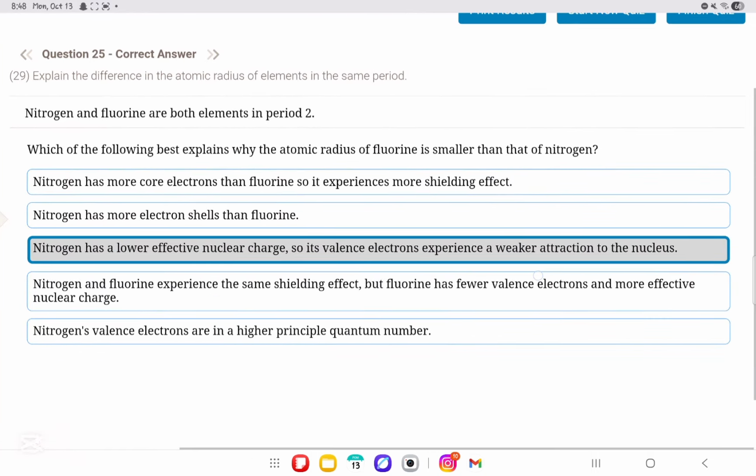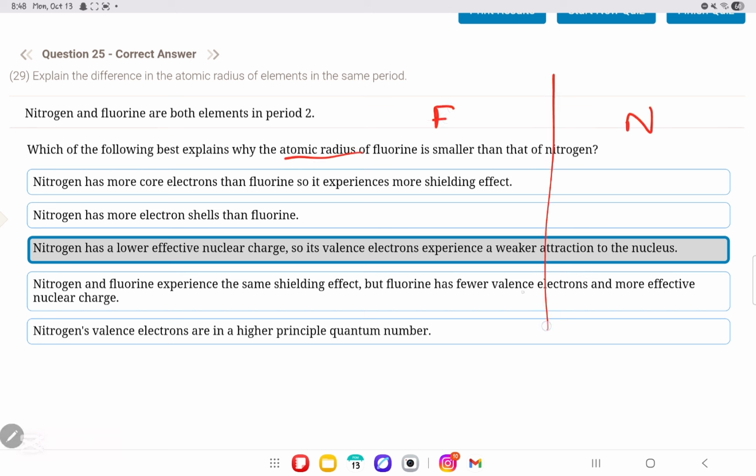25. Nitrogen and fluorine are both elements in period 2. Yes, that's true. What do they want from us? Nitrogen has a lower effective nuclear charge, so its valence electrons experience a weaker attraction to the nucleus. What did we say from this? Which of the following best explains why the atomic radius is smaller than... okay, so we're talking about atomic radius. Fluorine and nitrogen. Let's do a comparison.